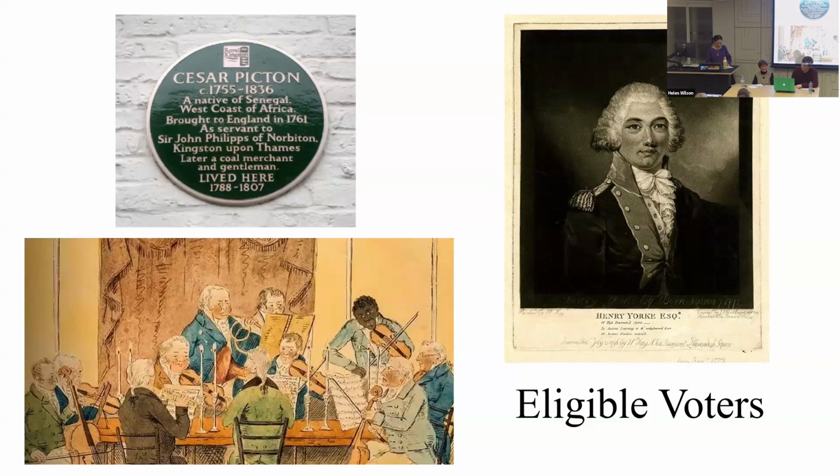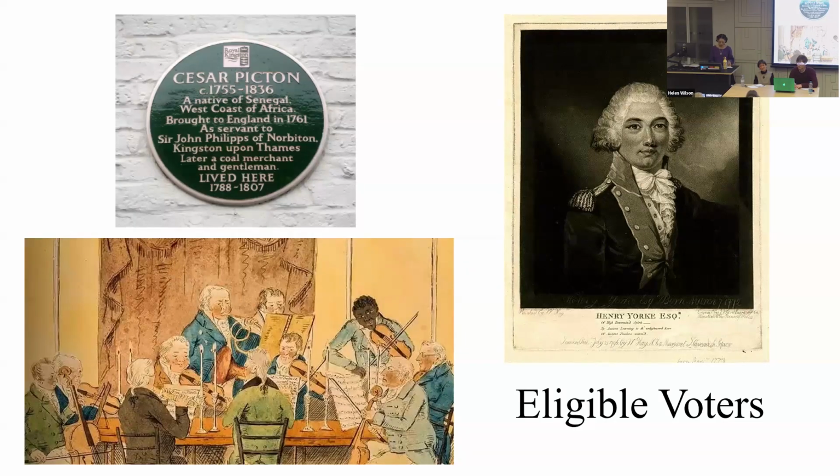Caesar was favoured by the Phillips family and was given an education. He took the name Picton from the Phillips country estate in Pembrokeshire, and he was given a legacy of £100 in 1788 when Mrs. Phillips died. And in 1795, he bought a property which he had previously been renting in Kingston upon Thames, which he was using as the premises for his coal business.